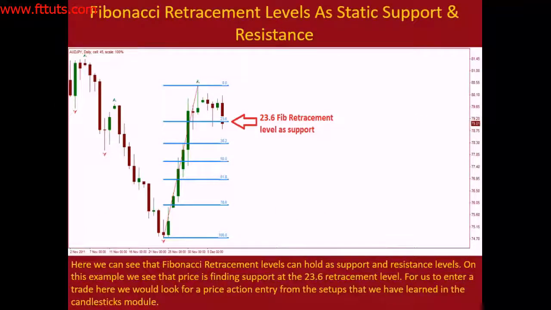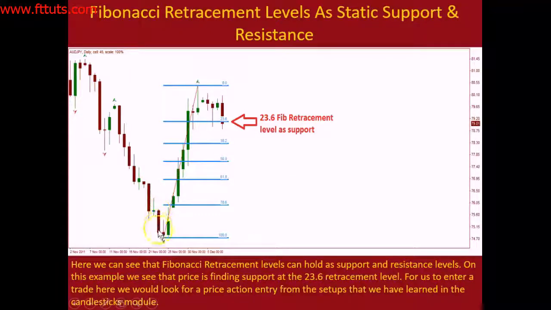Fibonacci retracement levels as static support and resistance. Here we can see that Fibonacci retracement levels can hold as support and resistance levels. In this example, we see that price is finding support at the 23.6 retracement level. For us to enter a trade here, we would look for a price action entry from the setups that we have learned in the candlestick module.